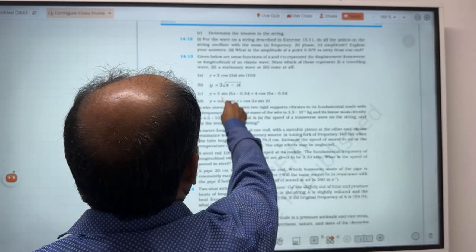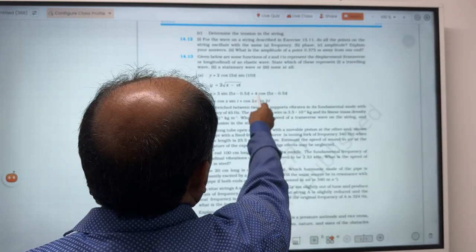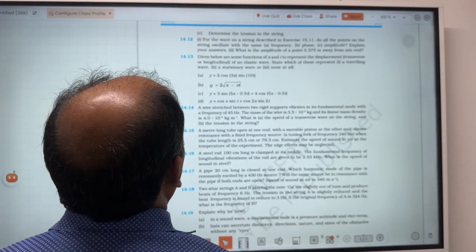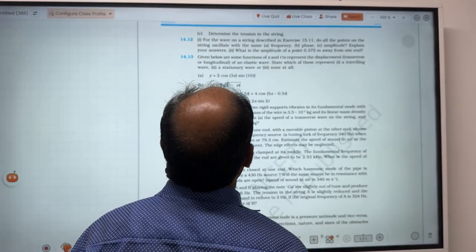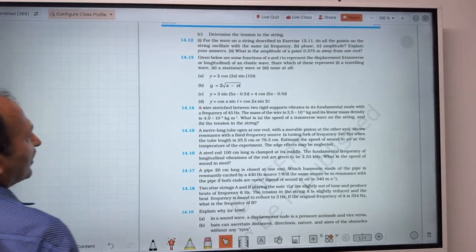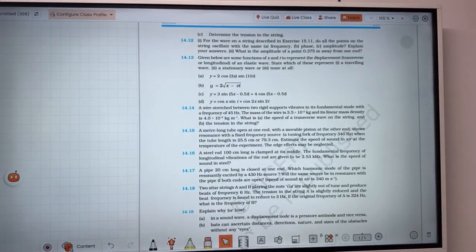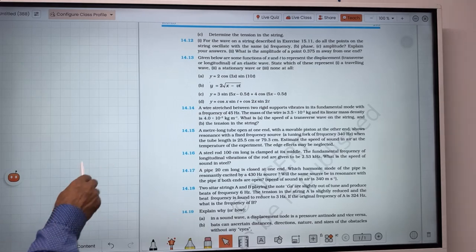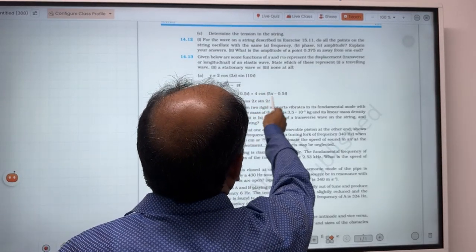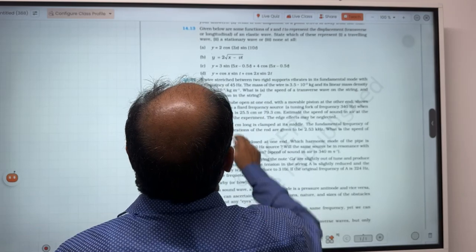They will be mutually perpendicular, that is 3 square plus 4 square under root, so that will be 5, and we can even find the angle between the two by using tan inverse. And then what about the next one? Separately they will represent, but in combination they will not. Right? So here superposition of the two waves will take place. Here also the same thing is happening.